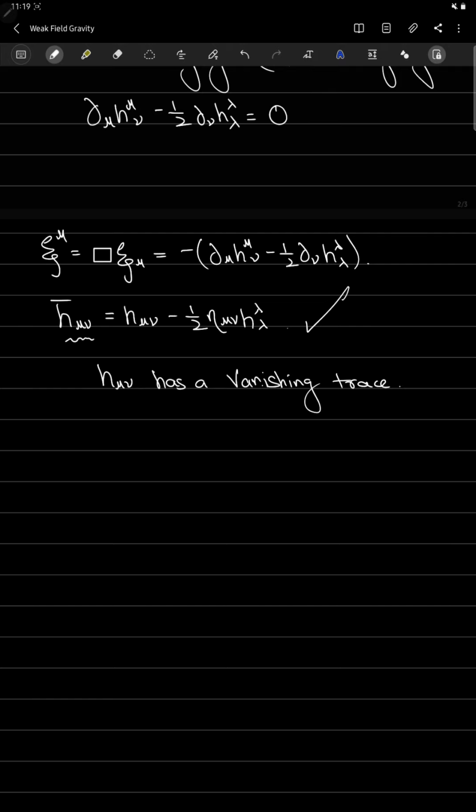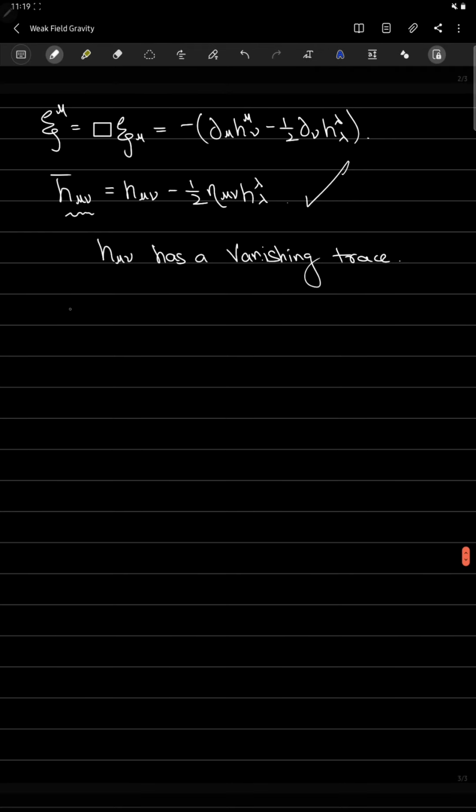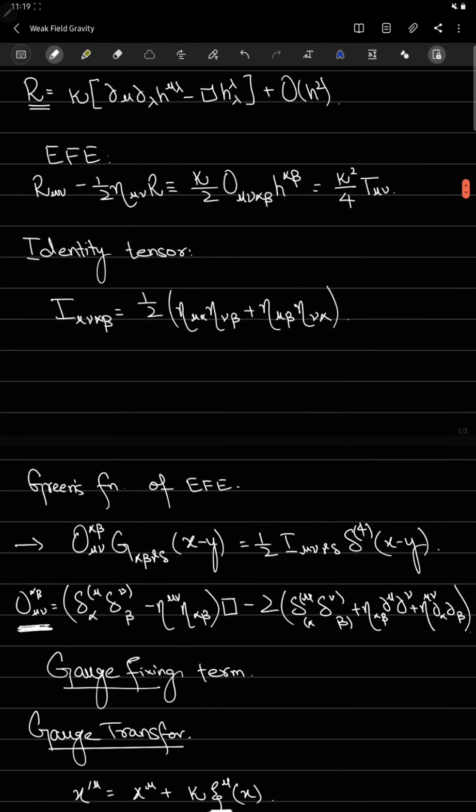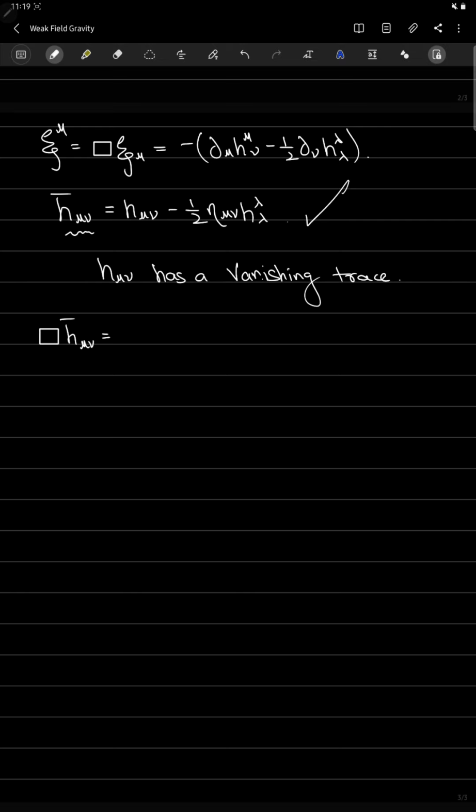So if I use this new field and put it in the Einstein's field equation, which is this one, I can rewrite my Einstein's field equation as the d'Alembertian acting on h bar mu nu, which is equal to minus kappa over 2 T mu nu, right? And now this is the new or different form of the Einstein's field equation.